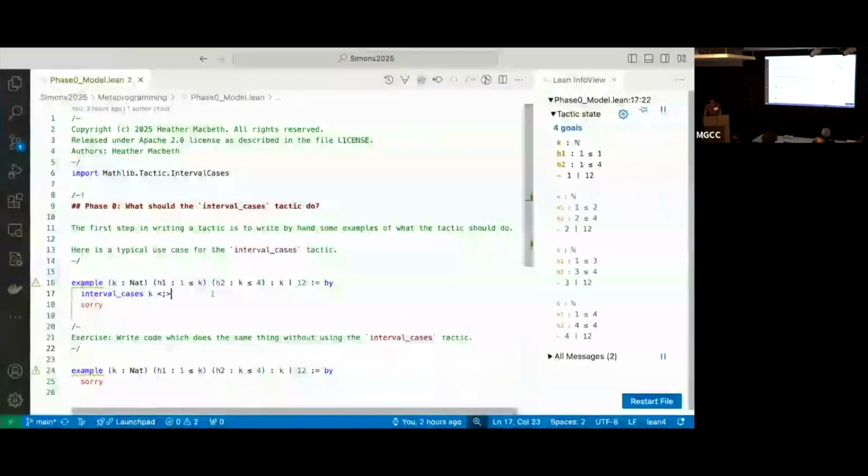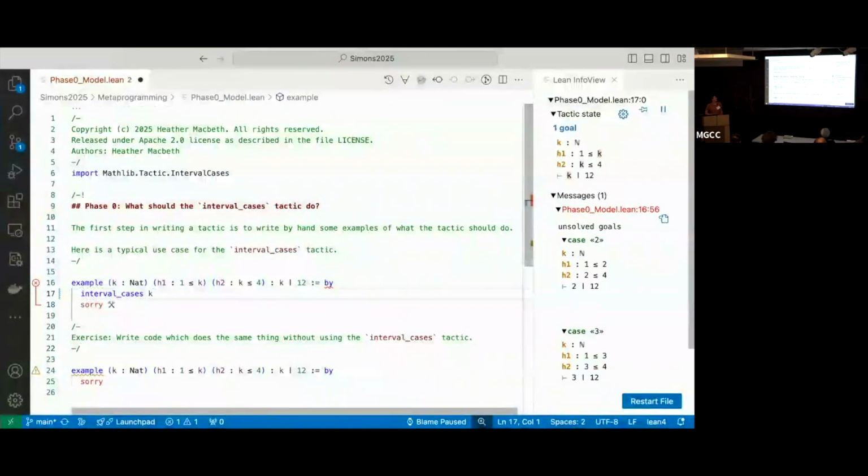So let's say I've got a problem in which I'm given a natural number, k, and 2 facts, that it's at least 1 and that it's no more than 4. And I want to show that it's a factor of 12, which happens to be true if you think about it. How might I go about solving this problem? The first step I might say is, because k is between 1 and 4, there are 4 cases, namely k could be 1, 2, 3, or 4.